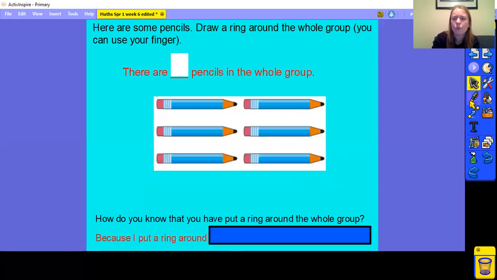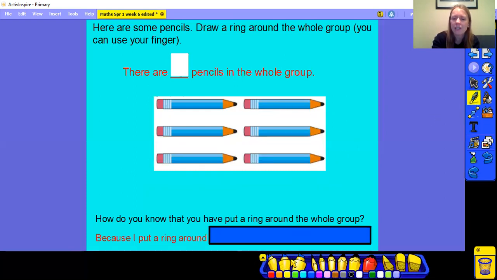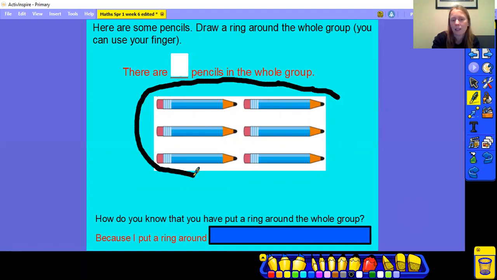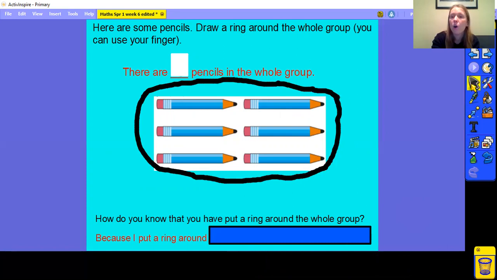How many did you draw a ring around? Let's do it together. I'm going to draw a ring around the whole group. I'm drawing a ring around all of the pencils that I can see, making sure that there are all of them inside. Let's count how many pencils are in the whole group. 1, 2, 3, 4, 5, 6. There are 6 pencils in the whole group. Well done if that's what you said.